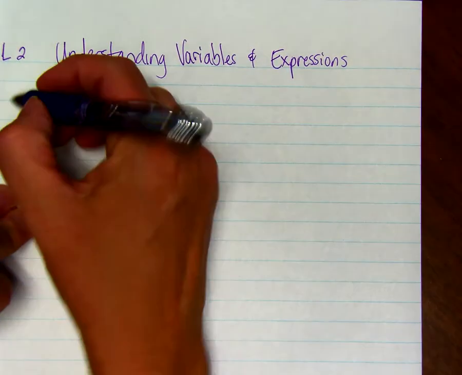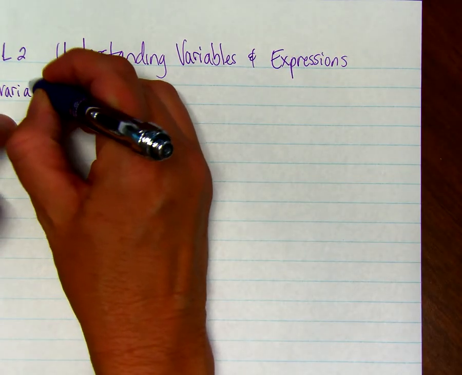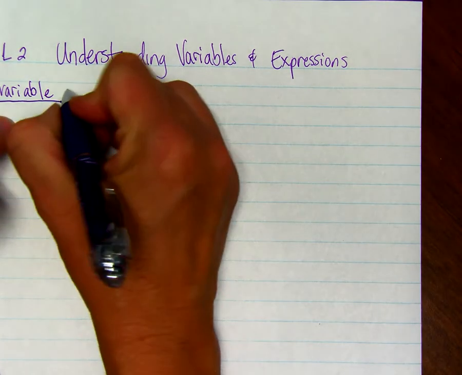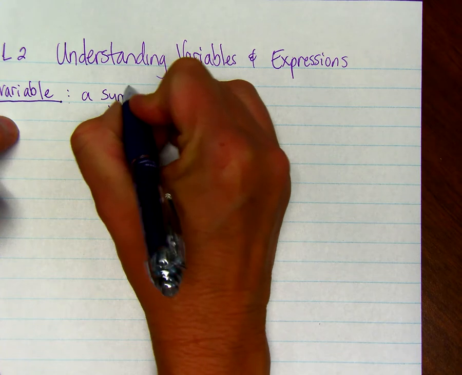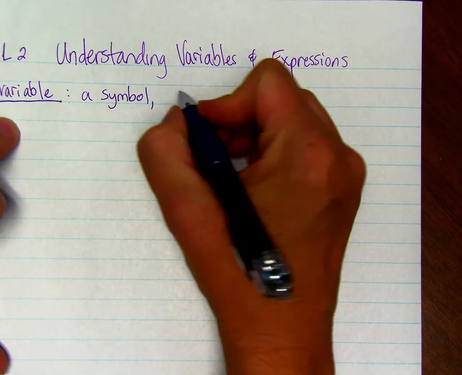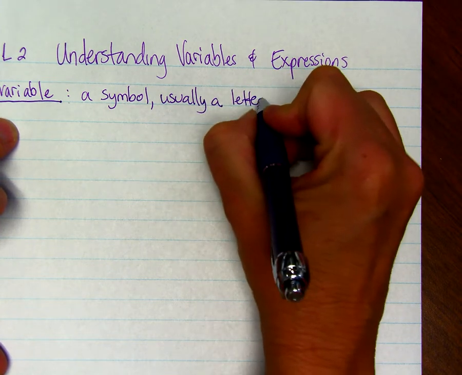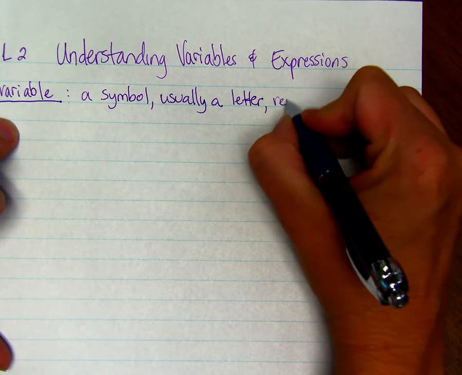A variable, that's our vocab word. It's a symbol. Usually we use a letter, representing an unknown number.